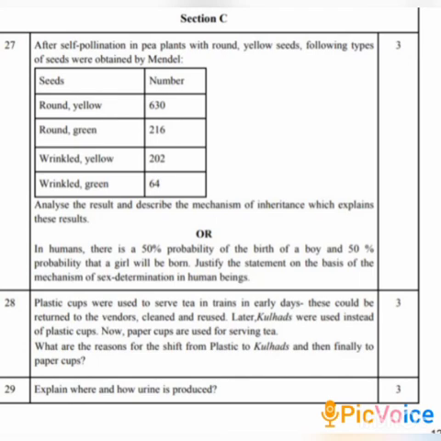Children, section C contains 3-mark questions. In this question paper, 3 marks questions from biology, 27, 28 and 29. So you should read these questions carefully and find out the answers as a homework. We will discuss the answers of these questions in our live revision session.